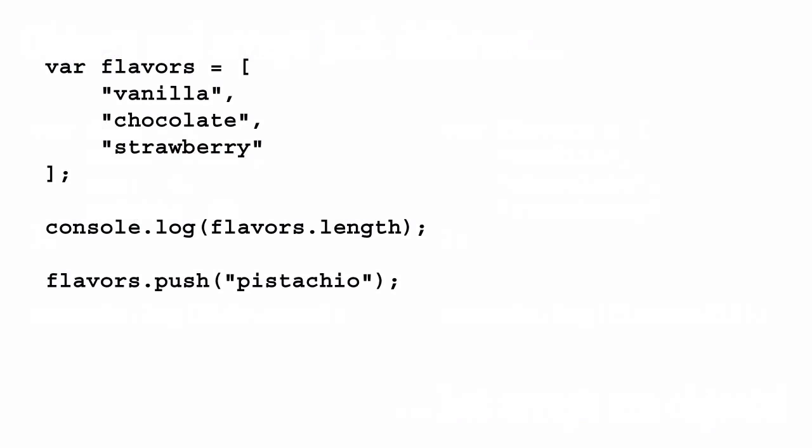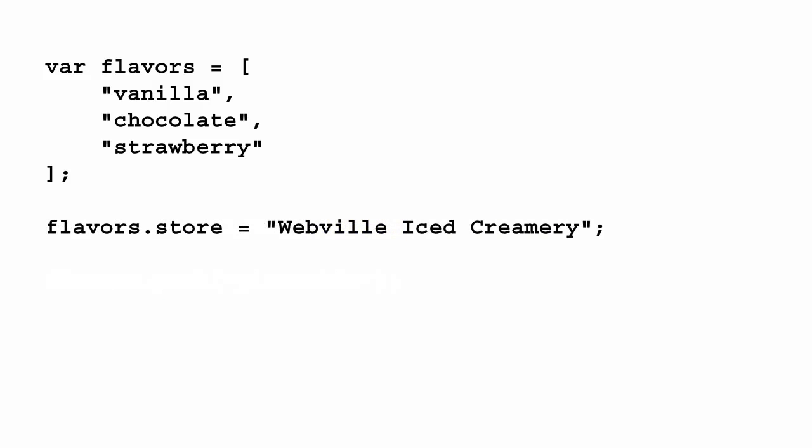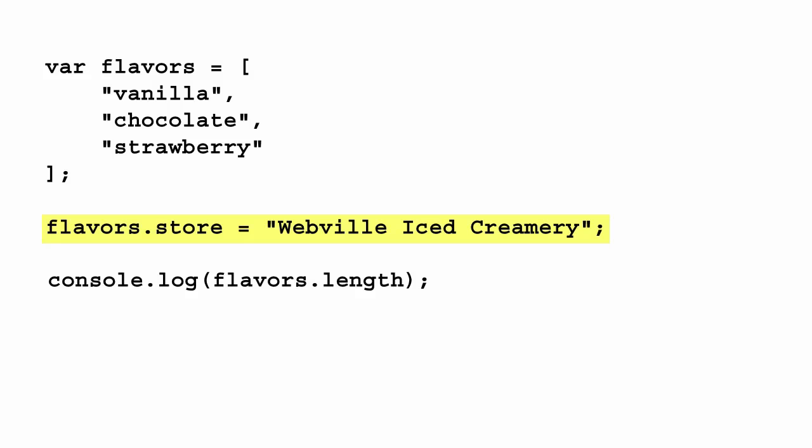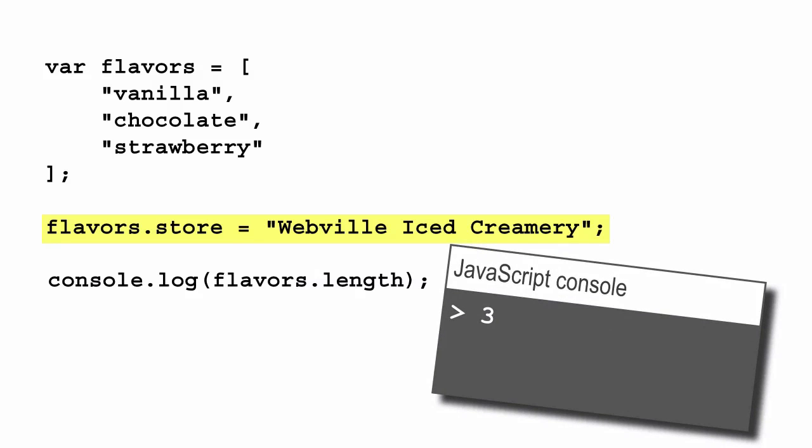Because an array is an object, an array has properties and methods. You see these when you use properties like length to get the length of an array, or when you use push to add a new value to an array. You can even add your own properties if you want. Here, we're creating an array flavors with three items, chocolate, vanilla, and strawberry, and then adding our own property to that array, store, that we set to the string Webville Ice Creamery. Adding this property doesn't affect the length of the array at all. If we check the length of flavors in the console, we see that the length is still 3.